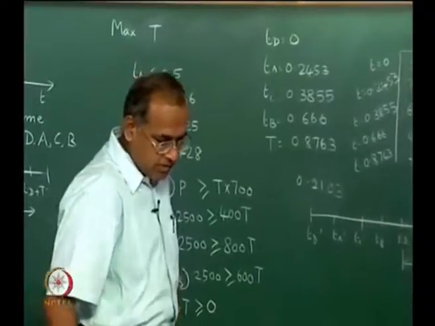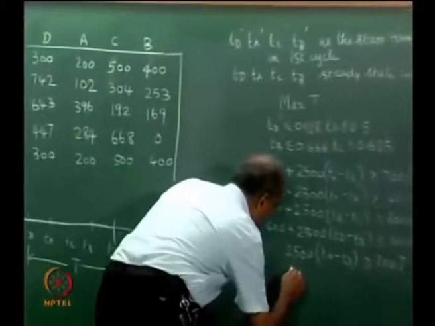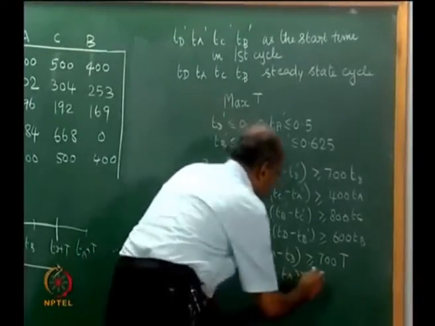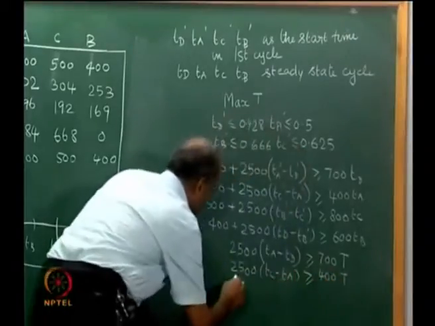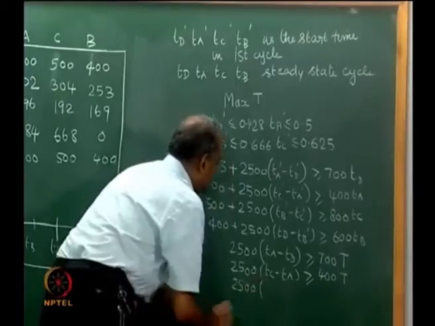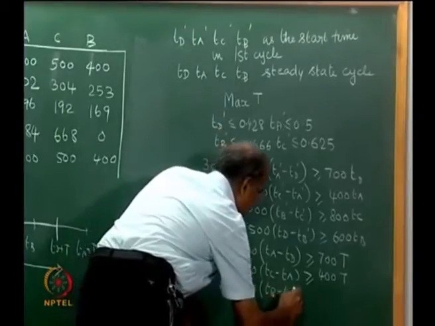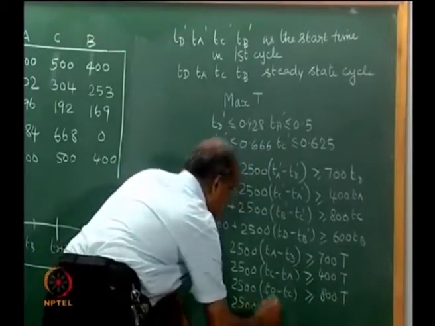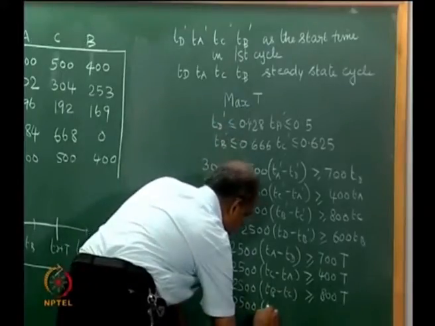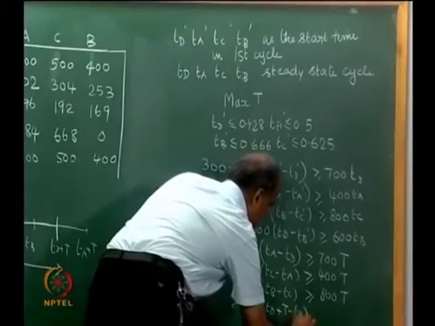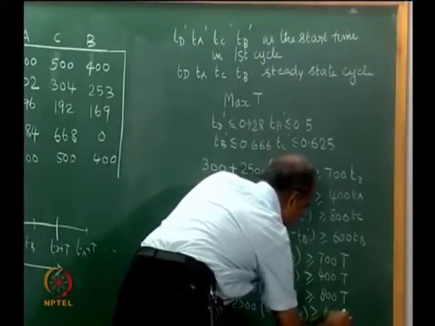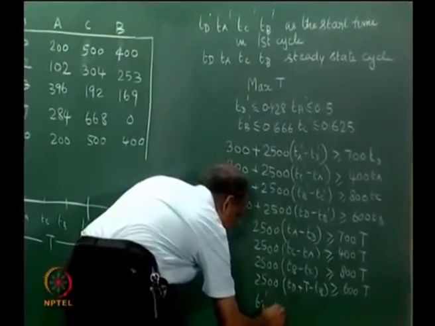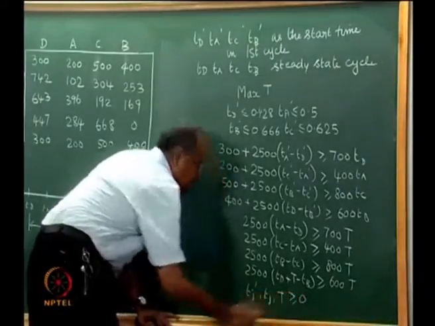Similarly, I write 4 more equations. Now, 2500 into TC minus TA is greater than or equal to 400 T, 2500 into TB minus TC is greater than or equal to 800 T, and 2500 into TD plus T minus TB is greater than or equal to 600 T. And then we also have all the Tj dash, Tj, T greater than or equal to 0.